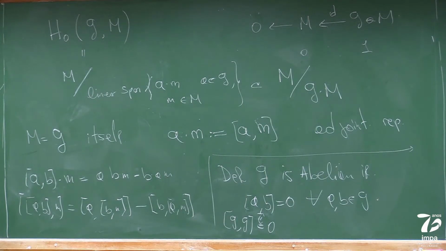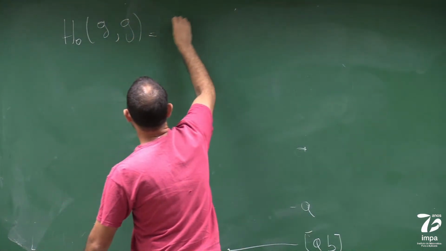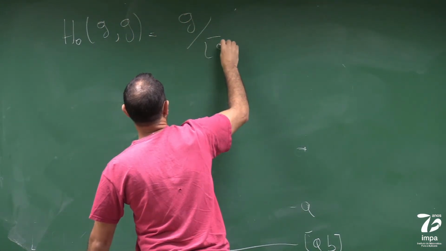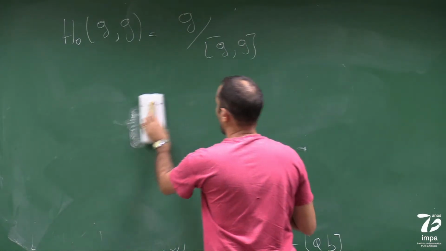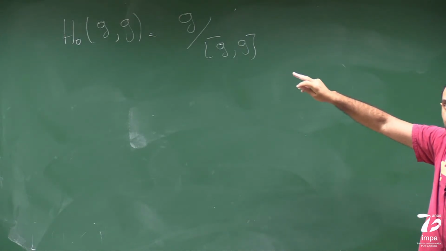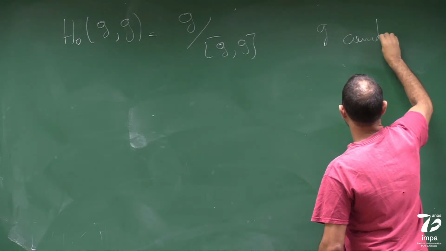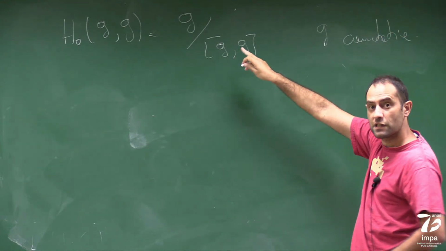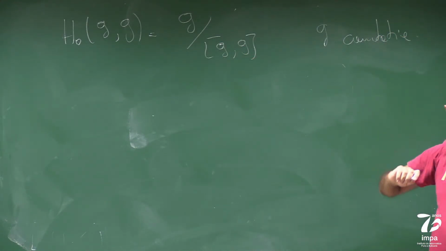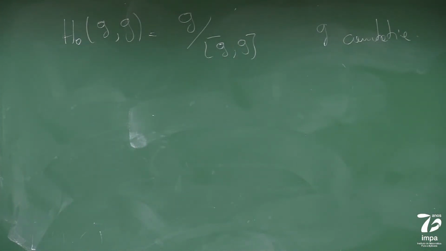So if you have a commutative algebra, that space is 0, and H naught of G with coefficients in the adjoint module is G modulo G bracket G. So if G is abelian, this is all of G. So if G is commutative, H naught is all of G, is large. There's the other end. When is an algebra as far away from being commutative as possible?